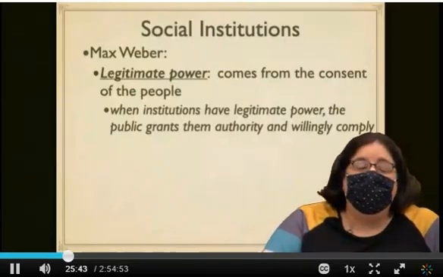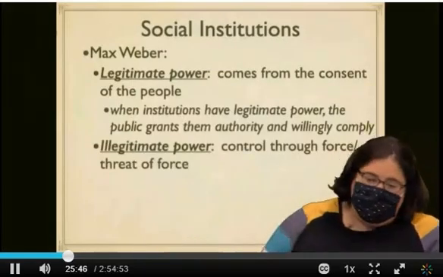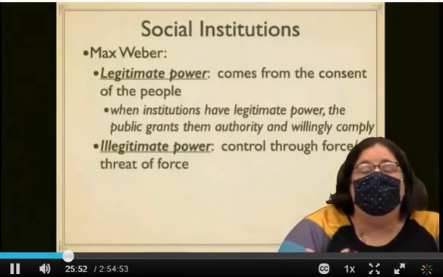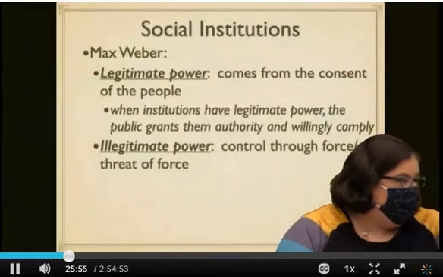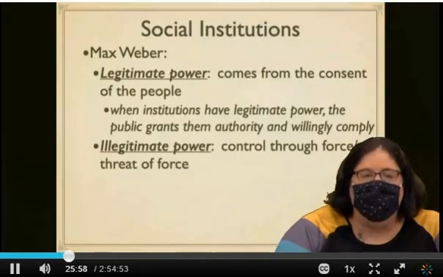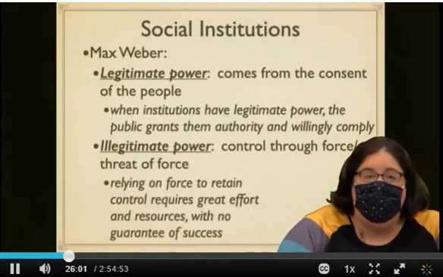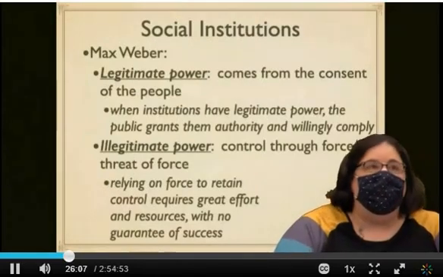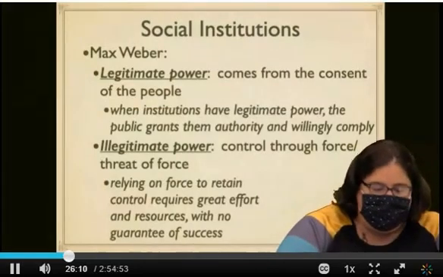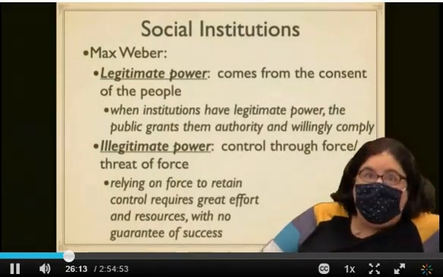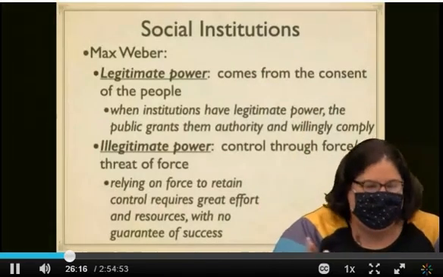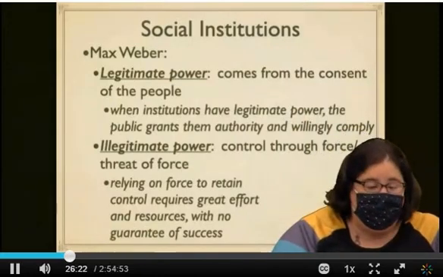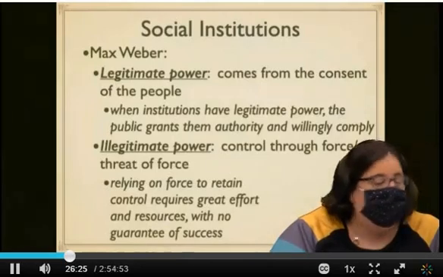However, power can also come from illegitimate means. Illegitimate power is when people exercise power or control through force or the threat of force. And so relying on force to control people requires great effort and resources. You need the money to arm and fund the military to protect you. You need constant surveillance, a network of spies of the population to make sure nobody's dissenting. It takes a lot of time and effort, and there's no guarantee of success with illegitimate power. Though that doesn't stop people from trying.